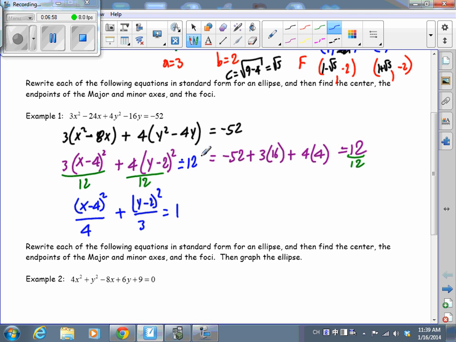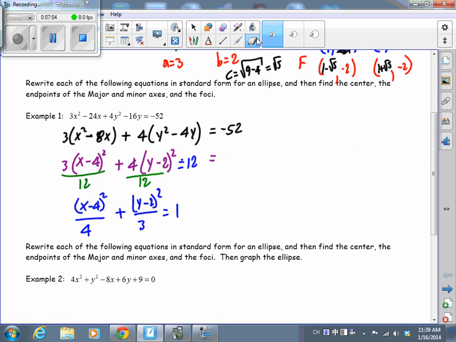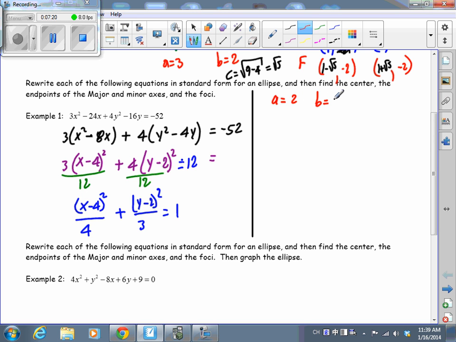So it was equal to 12 here. I will erase this whole portion. All right, what is the value of A? 2. Very good. So let's go ahead and write A is equal to 2. B is equal to square root of 3. And C is equal to 4 minus 3, 1. Square root of 1, which is 1. You remember how to find C, right? Yeah. It's on the blue paper.